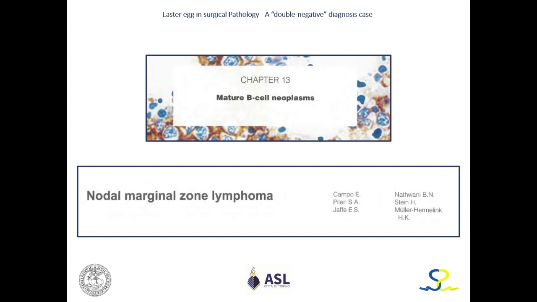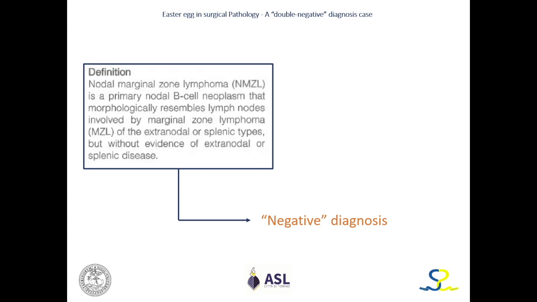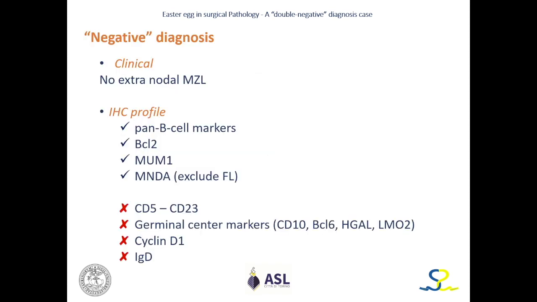And here comes the second negative of the title, because this is the WHO definition of nodal marginal zone lymphoma, and it's some sort of a negative definition because in the first part there is quite a generic description of the morphology, but then in just the last sentence it tells you that you have to exclude extranodal and spleen localization to make a diagnosis of a nodal marginal zone lymphoma. So maybe more than a negative diagnosis, more appropriately, it's an exclusion diagnosis, because you have to integrate the clinical and the pathological data.